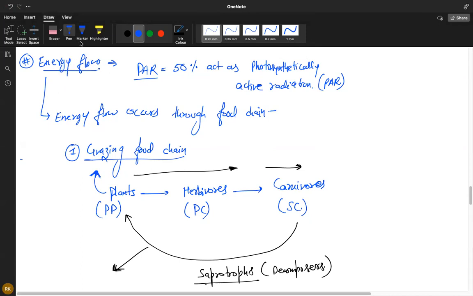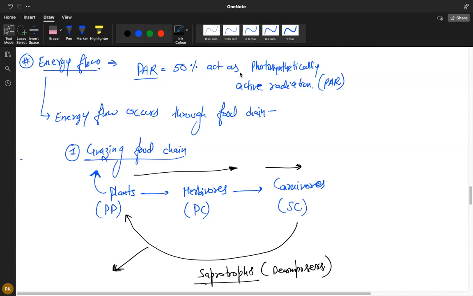energy flow in the last class, where I told you about PAR, a concept called photosynthetically active radiation. This simply means that everything the sun gives to the ecosystem in the form of radiation is not used by the primary producers, which are plants, for production of biomass or starch in the ecosystem. Only what is used by the primary producers is called PAR, which is the radiation spectrum which can make photosynthesis happen.